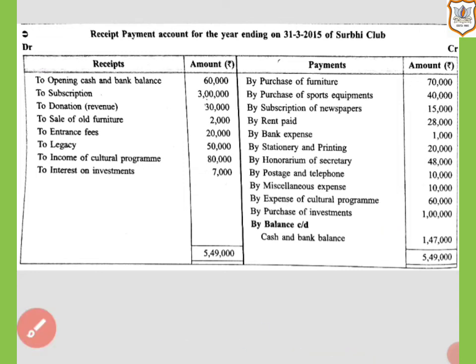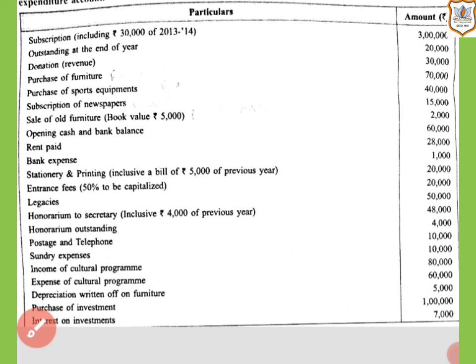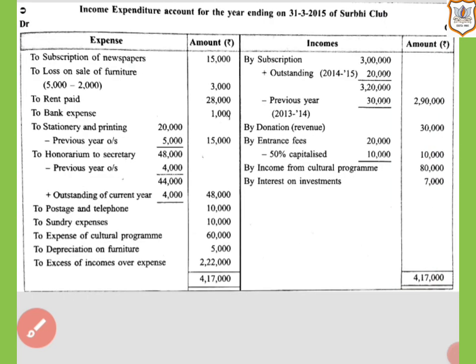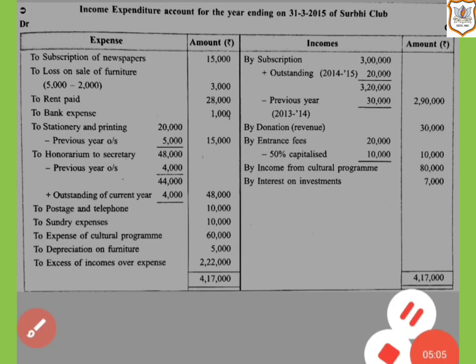Now let us see next. Interest on investment. Interest on investment is an income for the concern, so here in receipt payment account we will show it on receipt side. Here it is interest on investment. Then in income expenditure account, as it is an income of revenue nature, we will show it in income column as well. Here it is interest on investment, amount is 7,000.